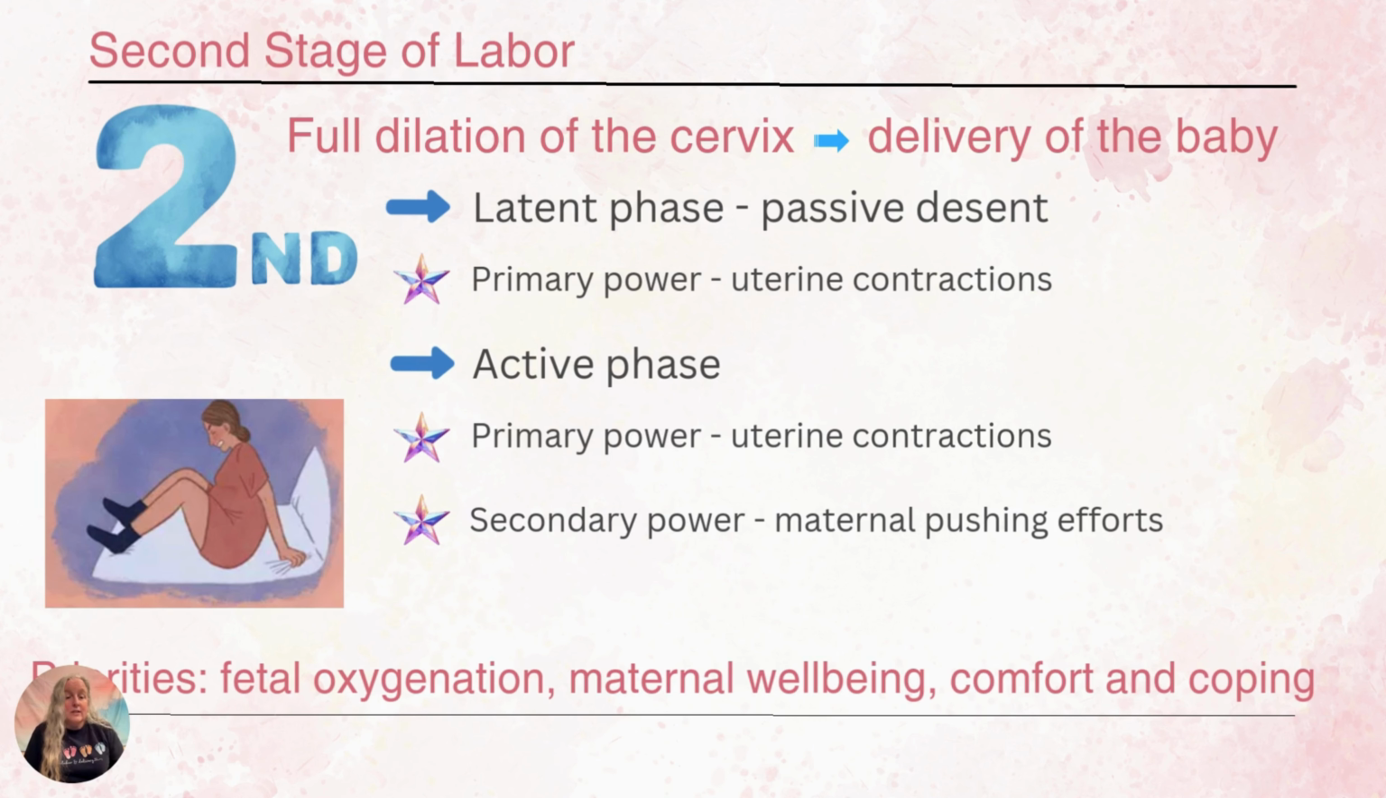Priorities for this is still going to be fetal well-being and fetal oxygenation. So we need to be monitoring the baby. We need to be monitoring mom's vital signs. We need to be promoting comfort and coping. And so things like cool washcloths for her head or ice chips, dim lights, music, anything that helps promote relaxation between contractions when she's pushing, all of these things will be beneficial.